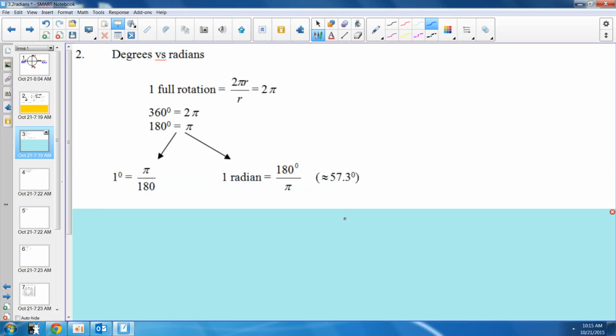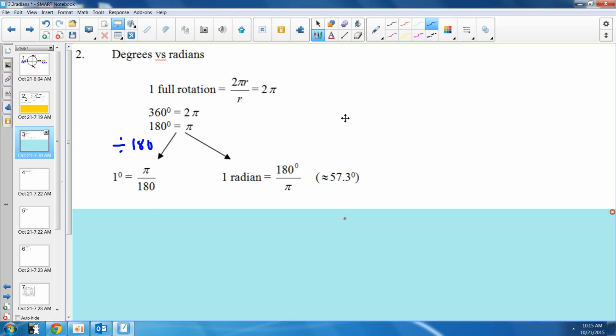This isn't going to be the conversion. It's just telling you, roughly speaking, 1 degree is equal to pi over 180 radians. If you took pi divided by 180, that's how many radians are in 1 degree. And all I did here was divide by 180 on both sides.